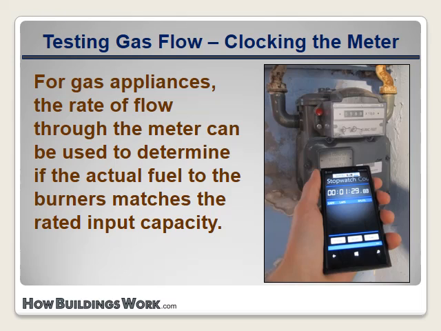For gas-fired appliances, the fuel flow rate is determined by two factors: the gas pressure and the size of the orifices the gas flows through to enter the burner. The orifices don't often get changed, but the gas pressure is adjustable, and it's frequently a problem. The easiest way to determine whether the gas flow rate is a problem is to use a stopwatch to measure the gas flow rate through the meter.